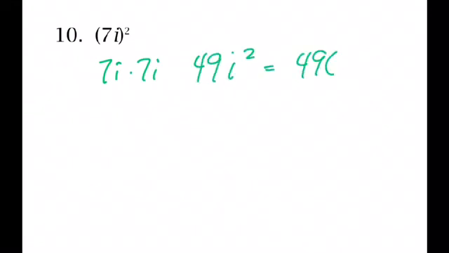Okay, number 10, we've got 7i, and then that's all to the 2nd power. That means 7i times 7i, so that's 49i squared, which is 49 times negative 1, which is negative 49.